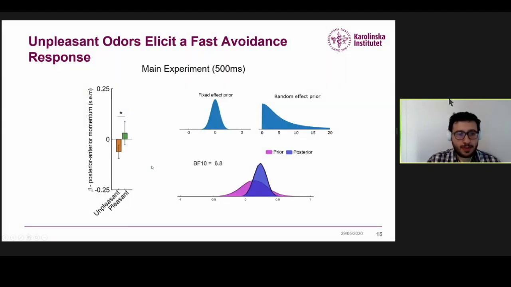Later on, we could replicate this result in a main experiment with a larger data sample size, both in a frequentist and Bayesian framework. We get a Bayes factor large enough that we could accept the hypothesis and reject the null.